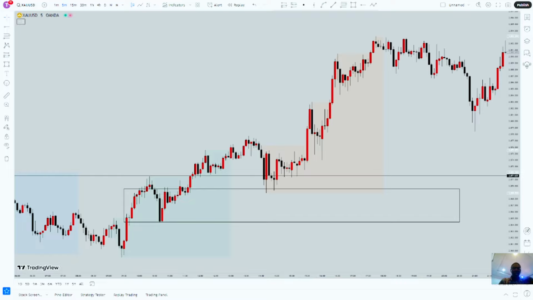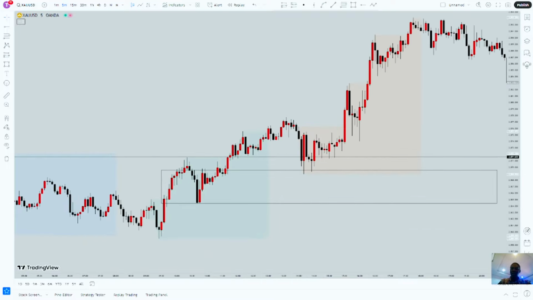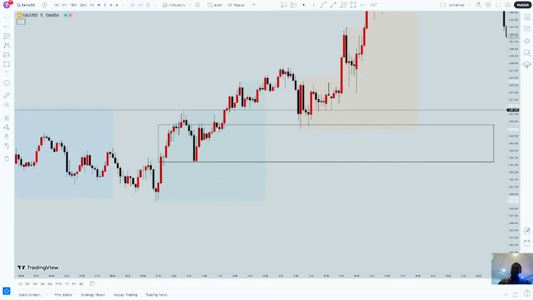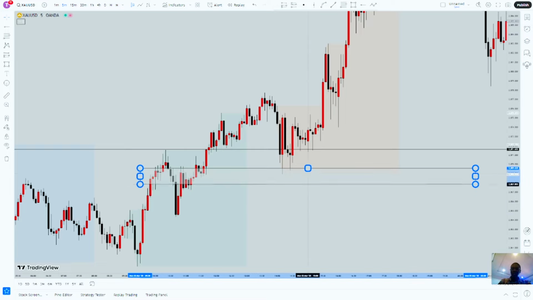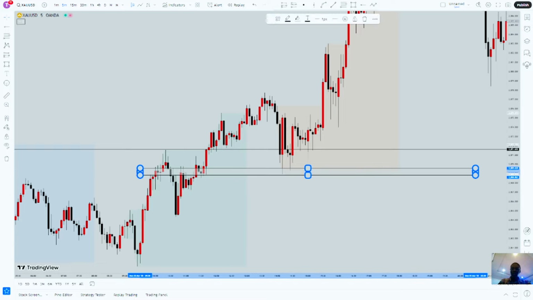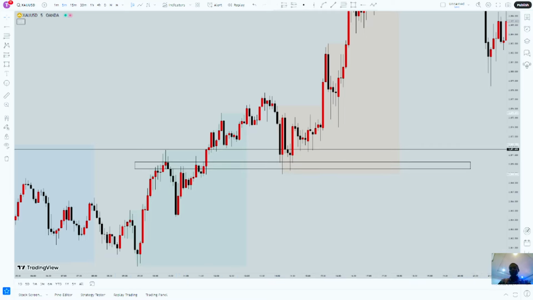So now what I did is I moved down to the lower time frame, which is the 5-minute time frame, and I wait for confirmation before taking the buys. So right now, as you can see, this was the support level right here.